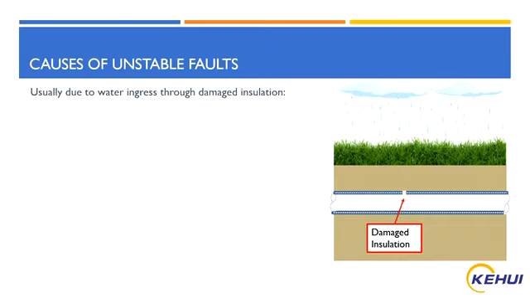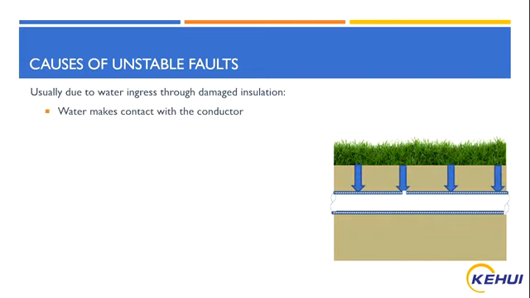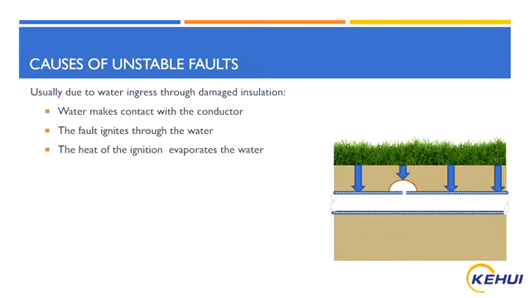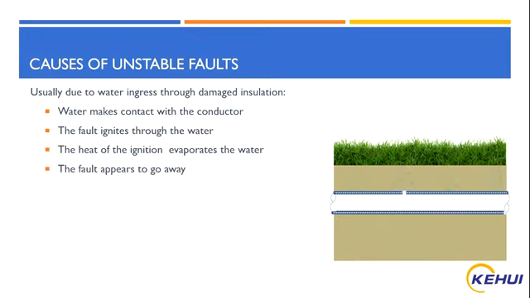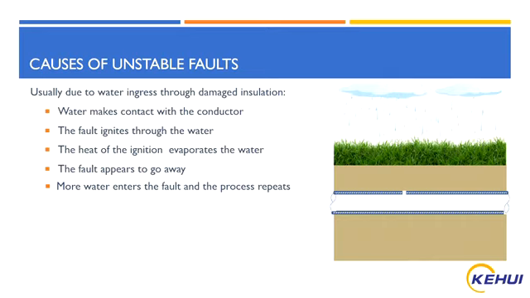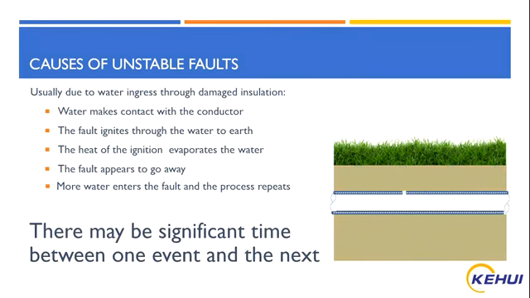In a typical scenario, water enters the cable, creating a path between one or more of the energized cores and the sheath. The fault then ignites through the water, and the heat of the ignition causes the evaporation of the water, and the fault appears to go away. Over time, more water will enter the cable through the damaged sheath, and the process repeats. There may be significant time between one event and the next, ranging from minutes to weeks.